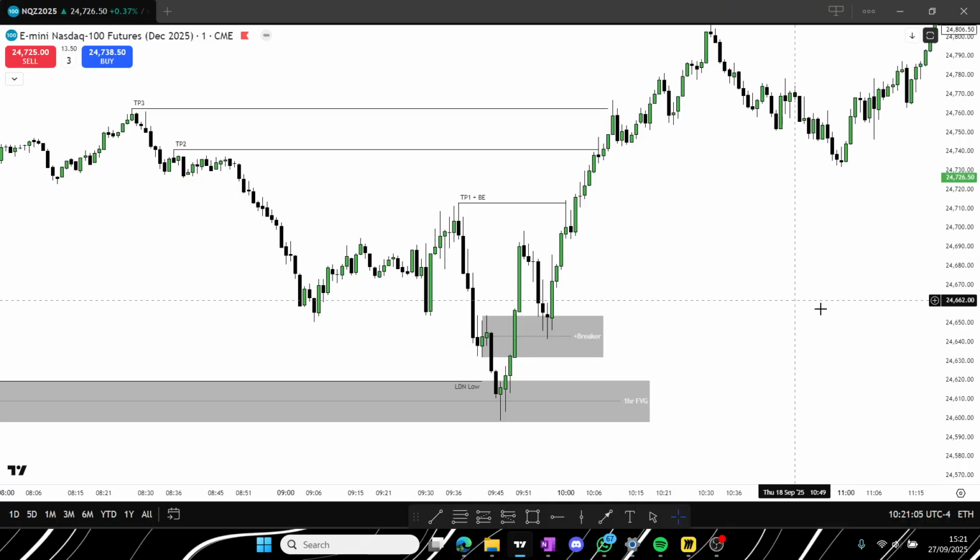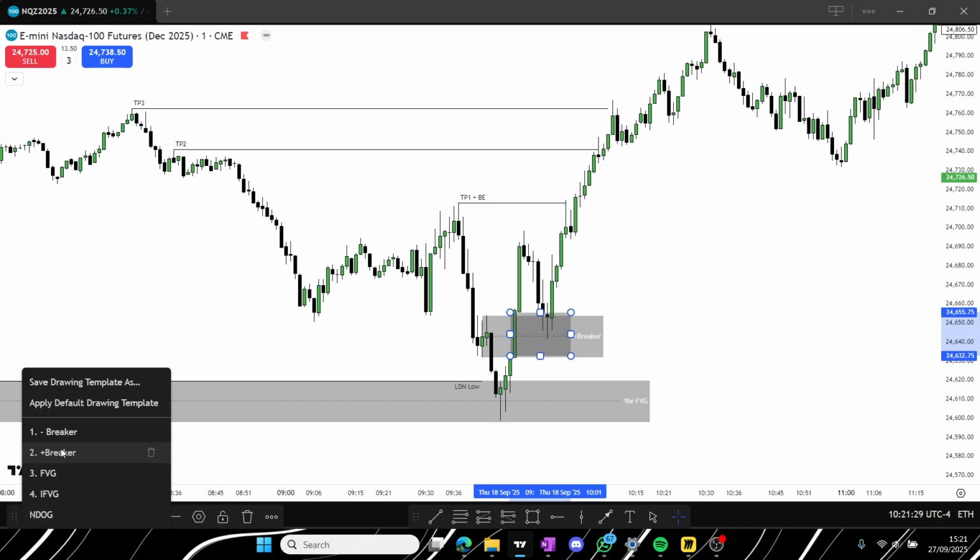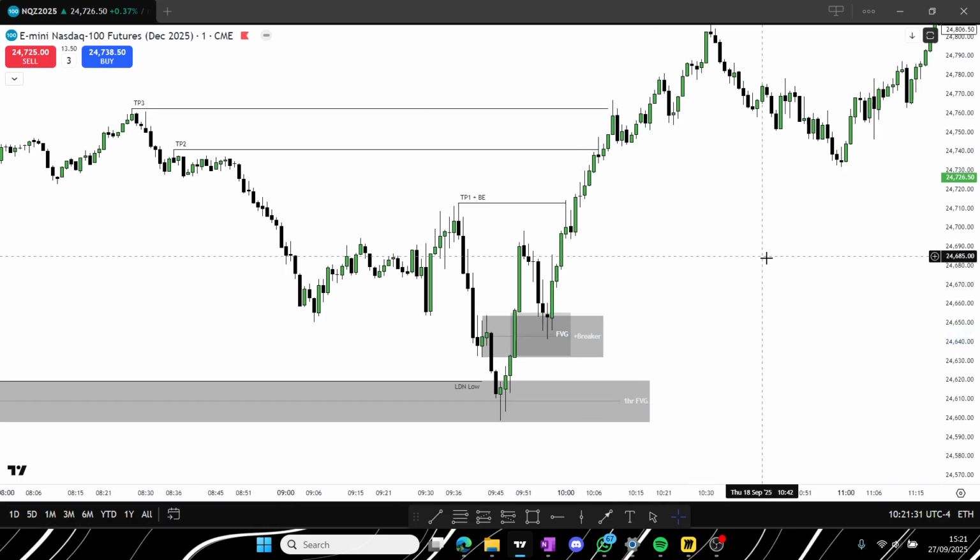Now, when looking at the chart, can you see a fair value gap? I can. I'm not going to point it out, but can you see the fair value gap in the breaker block? Fair value gap is a 3-candle pattern. 1, 2, 3. Look at the gap between. This is a fair value gap. Draw that out. Boom. FVG. There you go. So this is my model to a T.